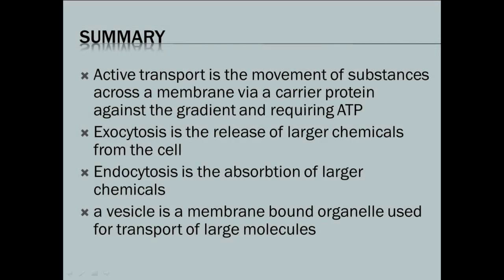So in summary, active transport is the movement of substances across a membrane via a carrier protein against the gradient, and therefore requiring ATP. So it's not passive, it's active. Exocytosis is the release of larger chemicals from the cell, so exo, get rid, like exit. Endo is absorption of larger chemicals. Both processes use an organelle called a vesicle, which is a membrane-bound organelle, and it's used to transport things either inside the cell or outside.